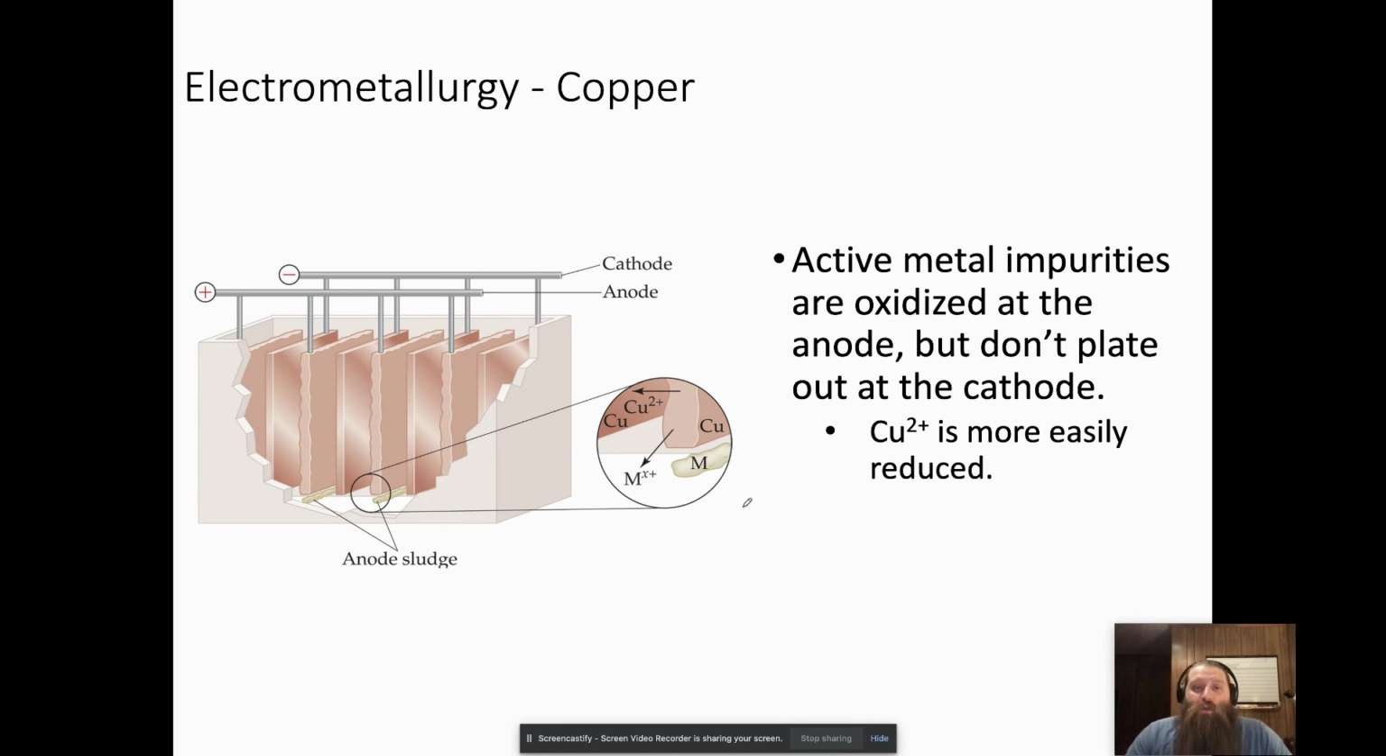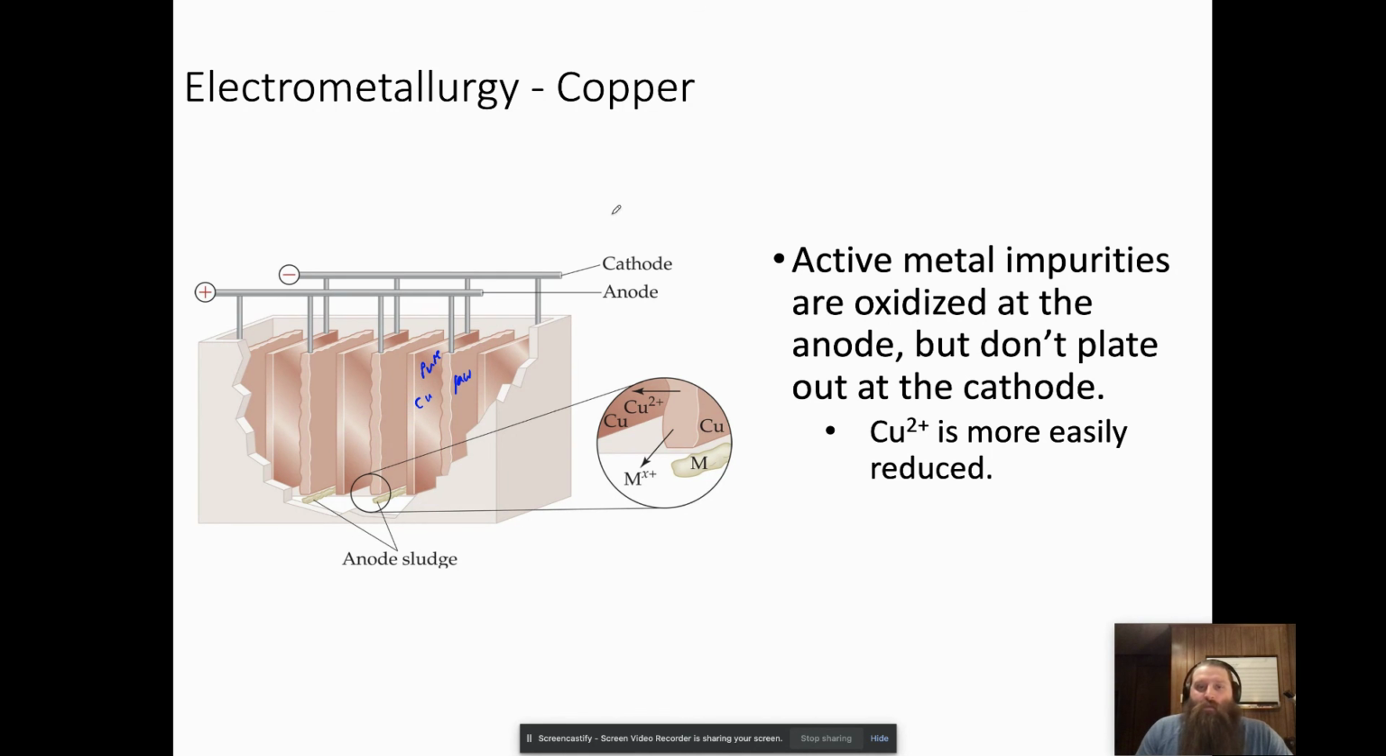So in order to get it purified, they use an anode, which is comprised of this raw copper, which has impurities. And they have a cathode, which has just a very thin, pure copper plate. And the active metals get oxidized at the anode, all right? But they don't plate out on the cathode. They don't bind to that pure copper. The only thing that really does is the copper itself.